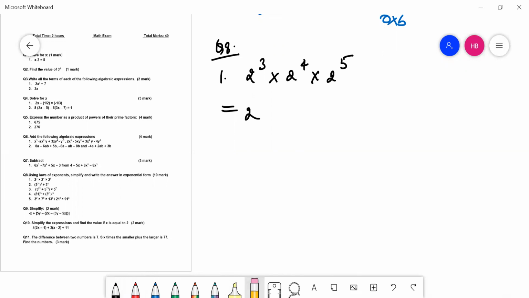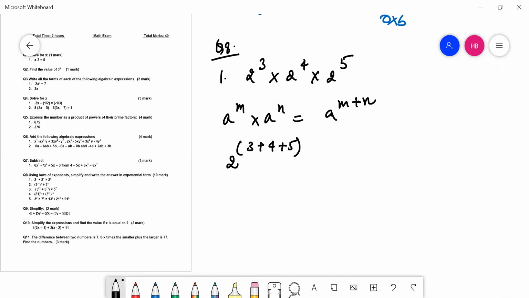So in this you have to apply the formula, which is a raised to power m into a raised to power n is equal to a raised to power m plus n. So here the base number is the same and they are in multiplication. So you have to simply add the exponent values. So here 2 remains as it is and I just have to add the exponents. 3 plus 4 plus 5 will give me 2 raised to power 12. So 2 raised to power 12 is my answer.